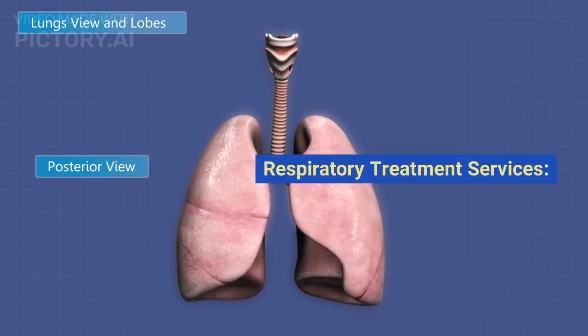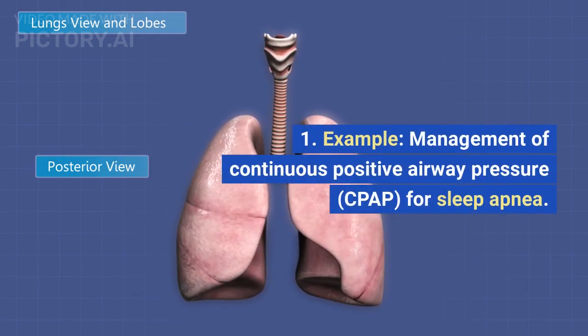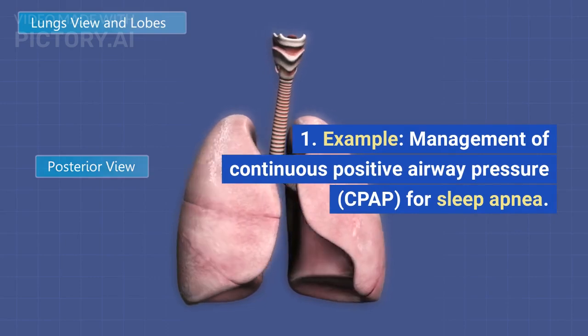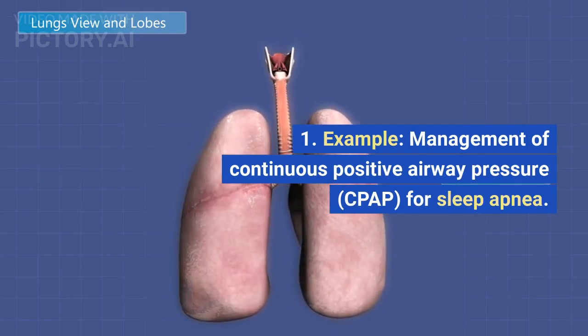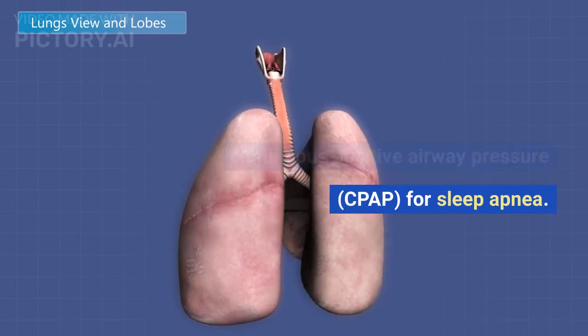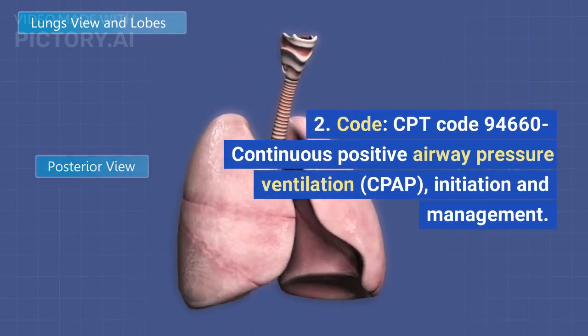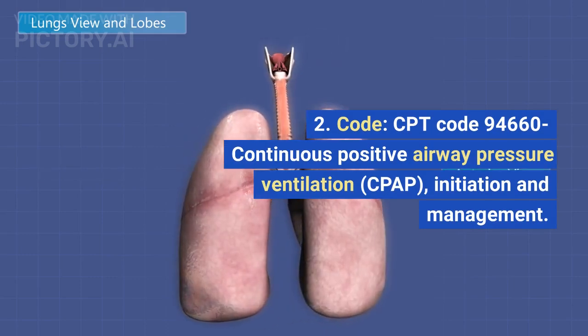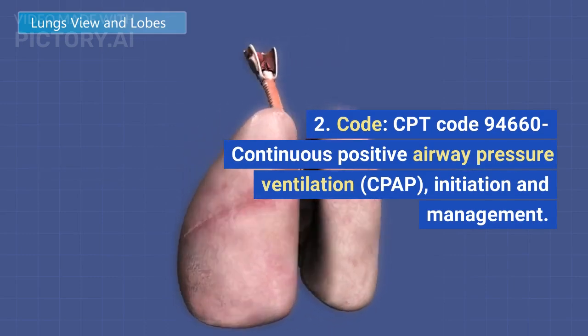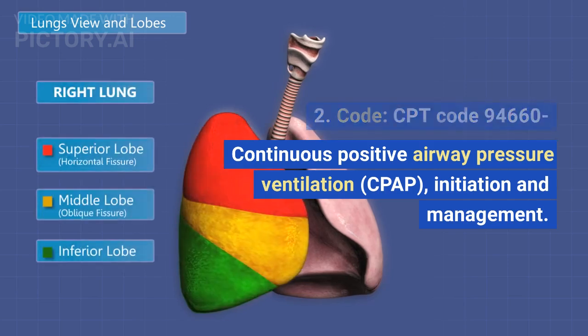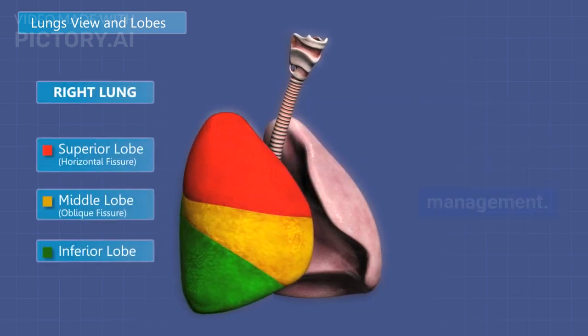Respiratory treatment services. 1. Example: management of continuous positive airway pressure, CPAP, for sleep apnea. 2. Code: CPT code 94660 continuous positive airway pressure ventilation, CPAP, initiation and management.